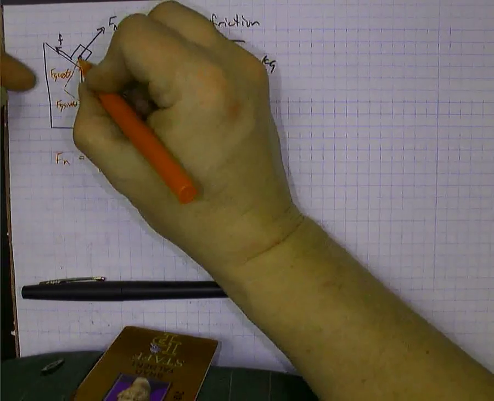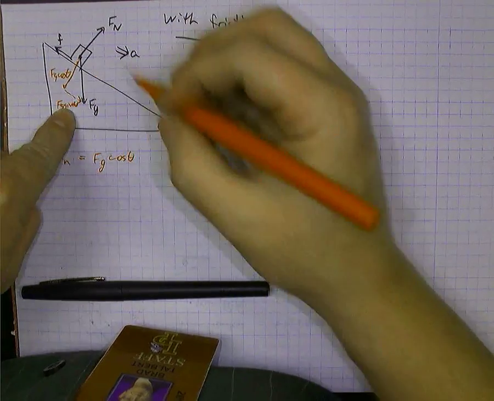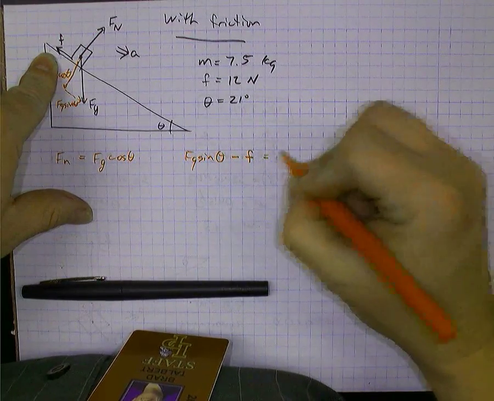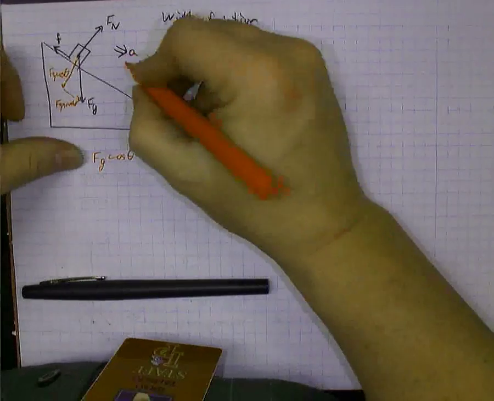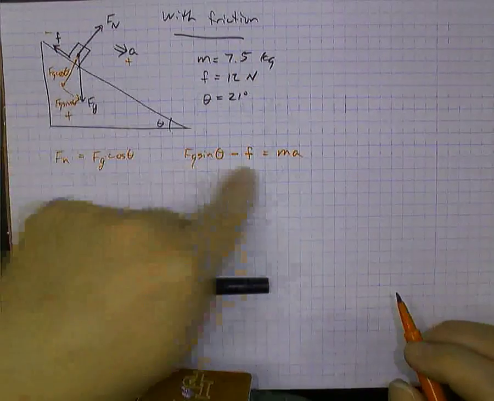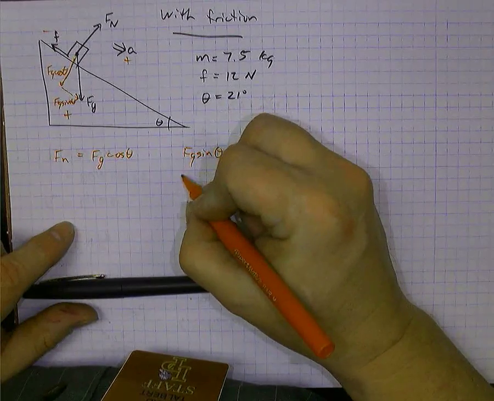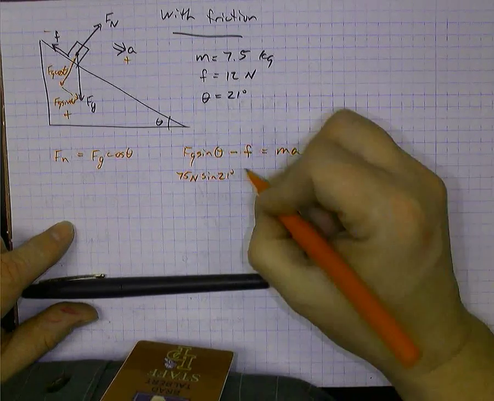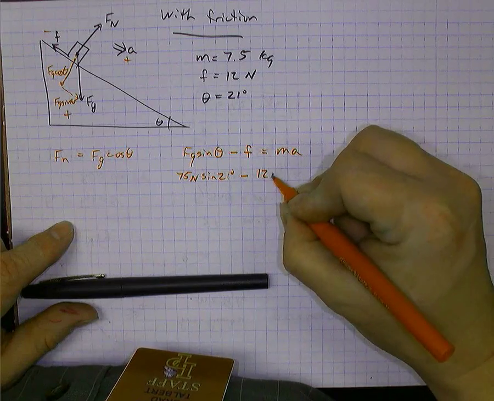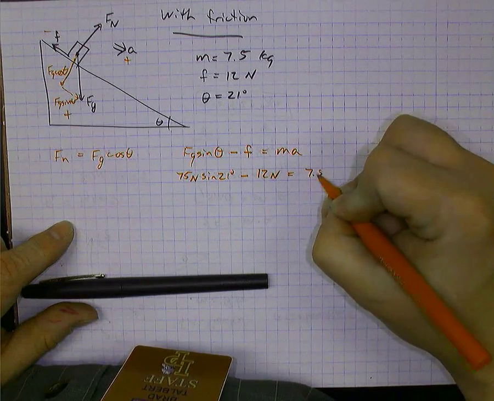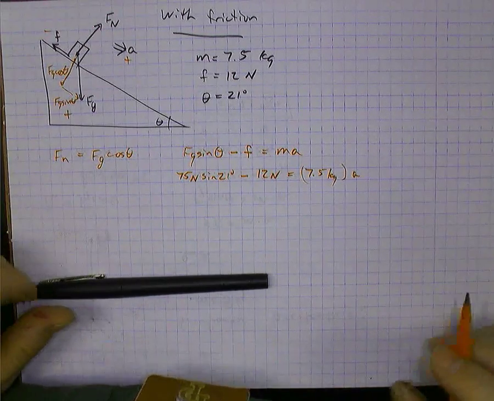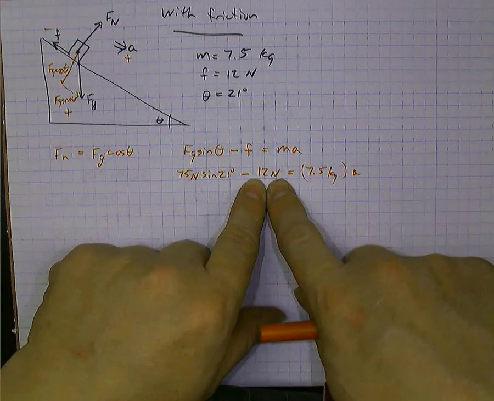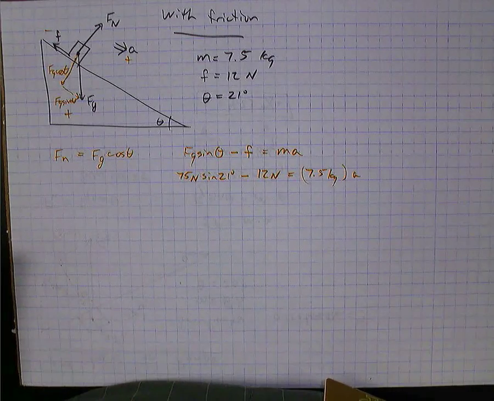Up and down the hill, so Fg sine theta goes down the hill, and friction goes up the hill. If down the hill is positive, then friction is negative, which is how I got all these numbers here. So Fg sine theta is going to be 75 newtons times the sine of 21 degrees minus the friction, which is 12 newtons, and that has got to equal mass times the acceleration. We see that it's not going to be accelerating quite as much because I've got to take 12 newtons off due to the friction before we ever get going.